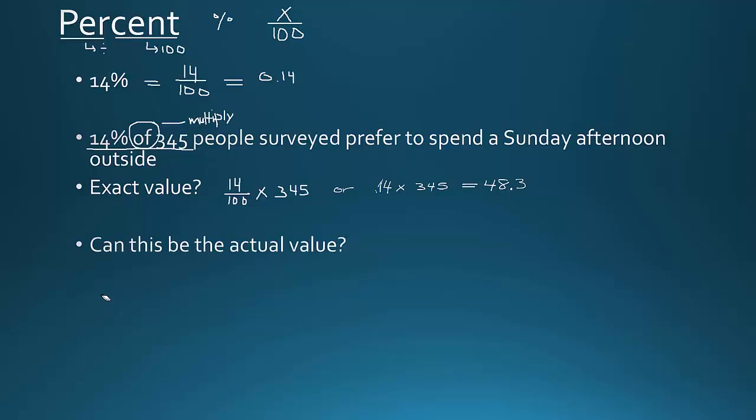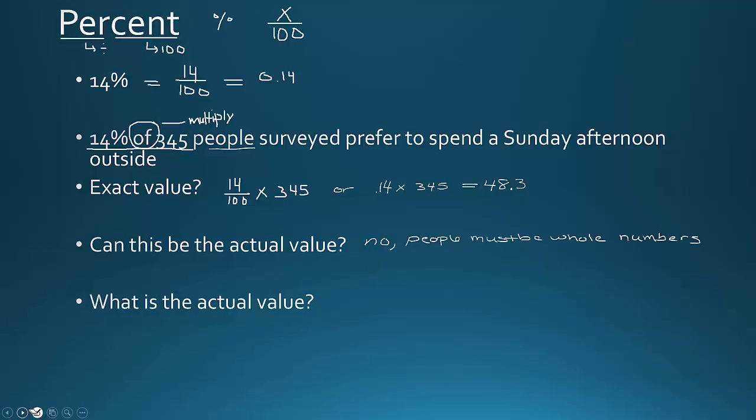A question that we're often asked in statistics is, can this be the actual value? Well, when I look back at my question, this was people. People don't come in decimal. So no, this cannot be the actual value. And the reason why is because people must be whole numbers. It's not just people that need to be whole numbers. Sometimes we're talking about cars. They're whole cars. And so in statistics, we often need to round to get to the actual number, instead of just giving an algebraic or mathematical answer.